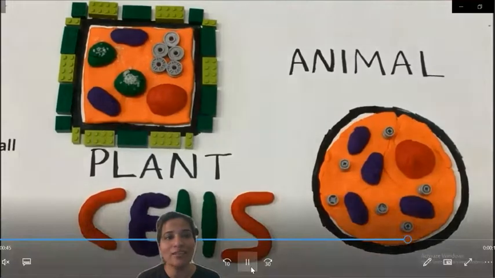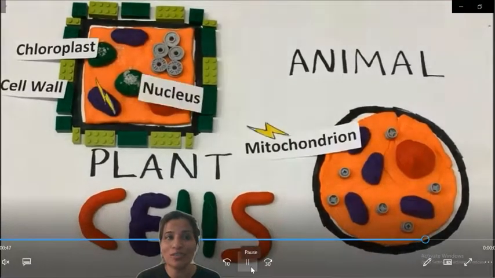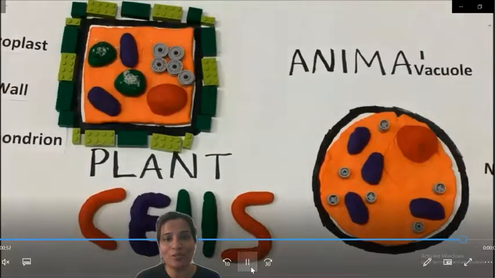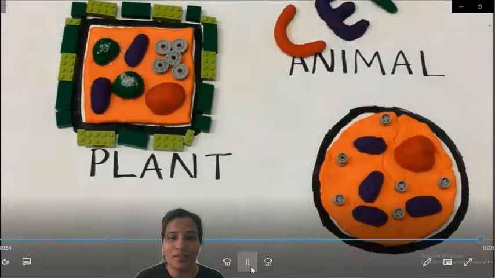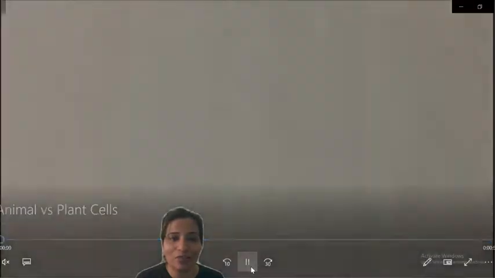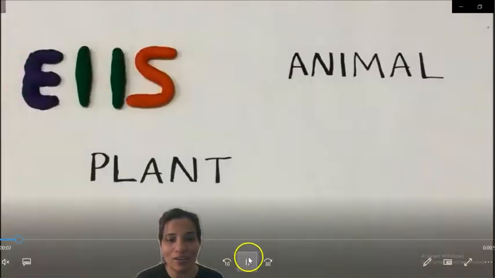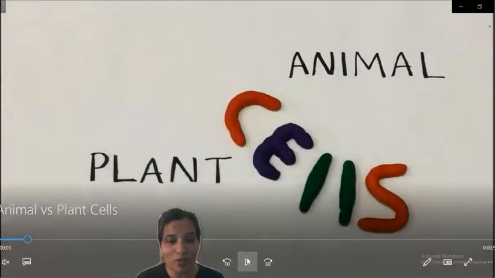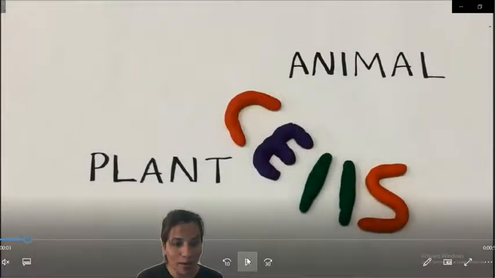Now let's look at the similarities and differences. Mitochondria, nucleus, cell membrane, cytoplasm. These are the similarities. When we are looking at the differences, what do we have? The differences are chloroplast, cell wall, and large vacuole in the plant cell.